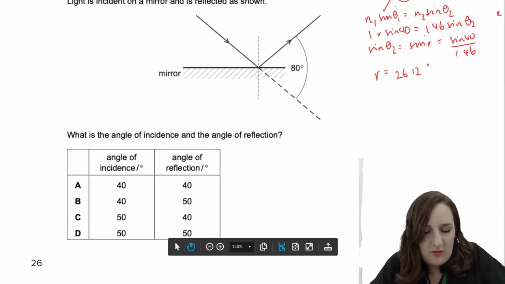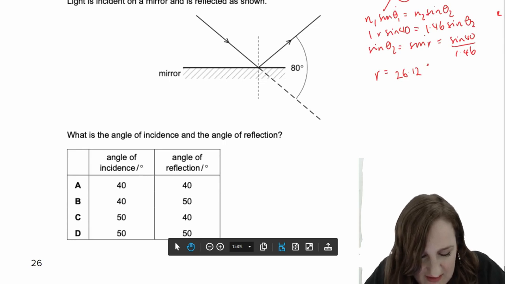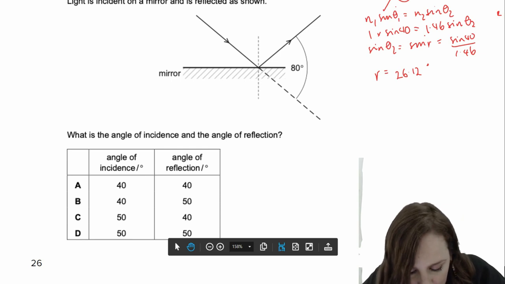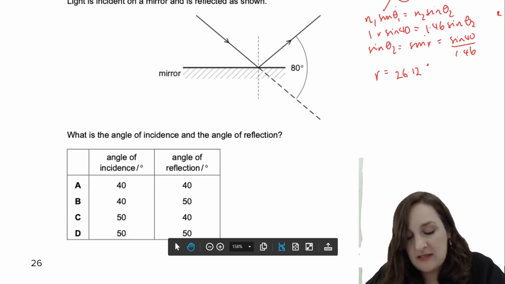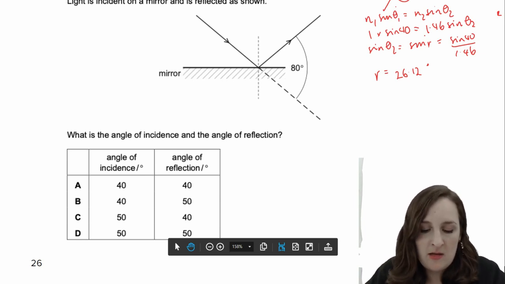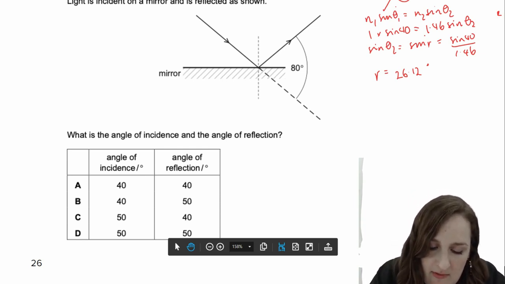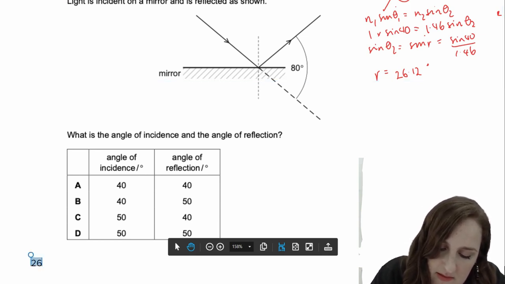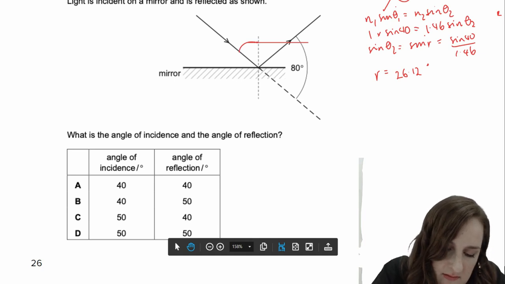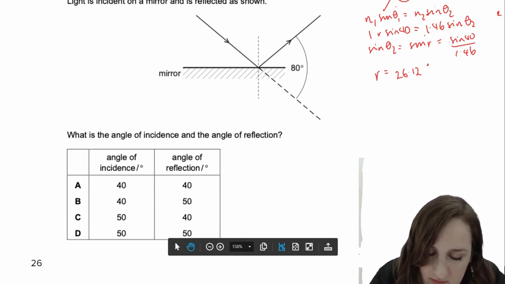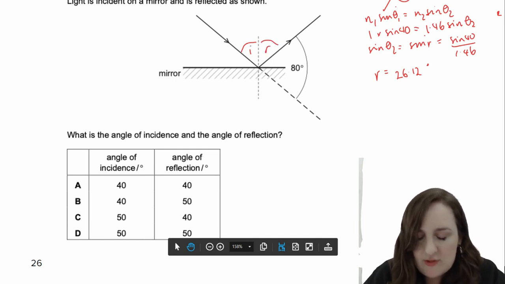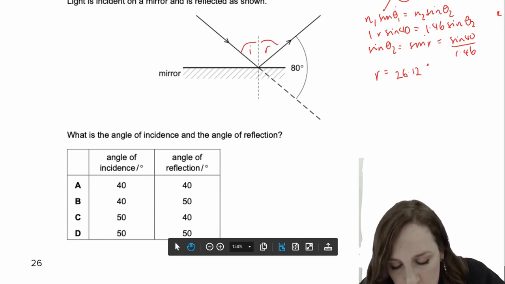Number 25, almost there for my section of the questions. Light is incident on a mirror and is reflected as shown. And it asks you, what is the angle of incidence and the angle of reflection? So the first thing you need to do really is label where they are. The arrow tells you the direction of the light ray, so it's coming from, it's going... Okay, my angle of incidence is here, and my angle of reflection is here. That should be fairly obvious to you.